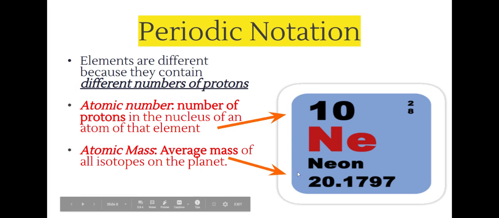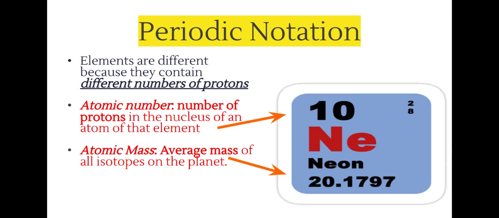Underneath the chemical name of the element, we have what we call the atomic mass. The atomic mass is simply the average mass of all isotopes or variations of neon on the planet. And we'll talk more about that when we begin discussing what isotopes are.